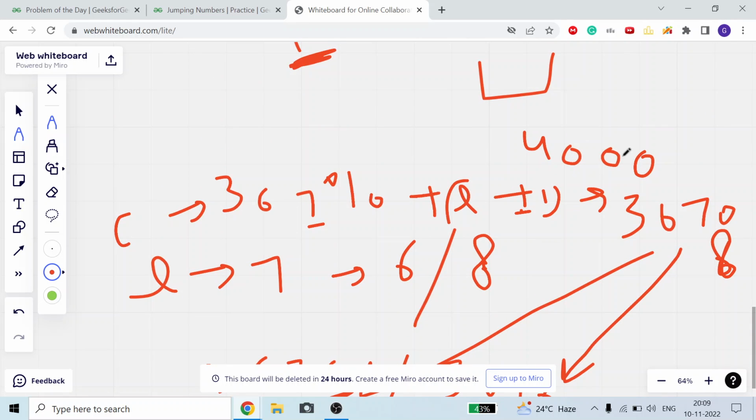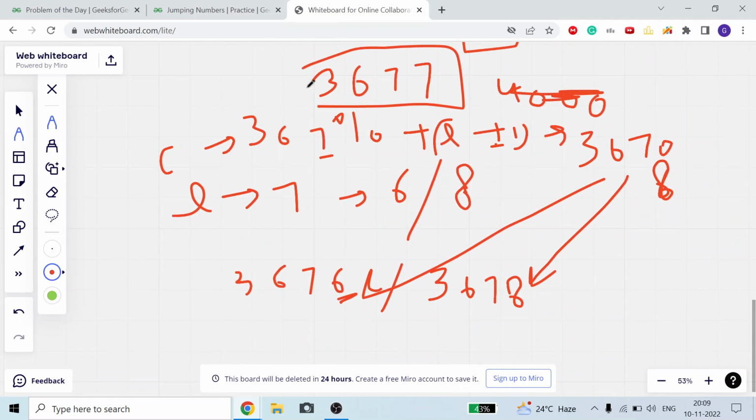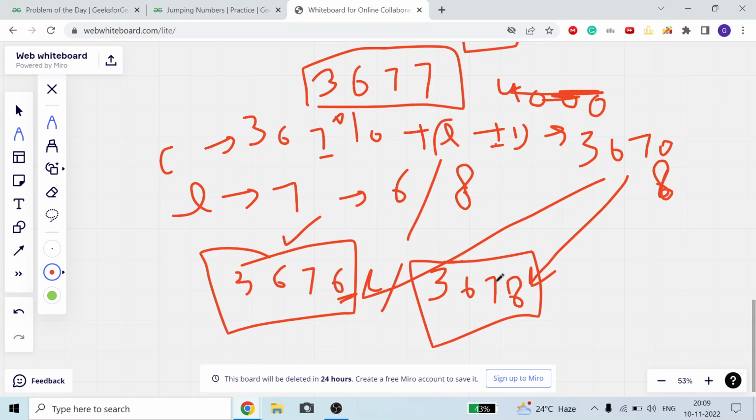But suppose the number given to me as x is 3677. Then for this particular x we can add this number in the queue, it is a possible number, but can this one be a possible number? No, because it is greater than my x, so this cannot be a possible number. I will not add this to my queue, I will only add this.